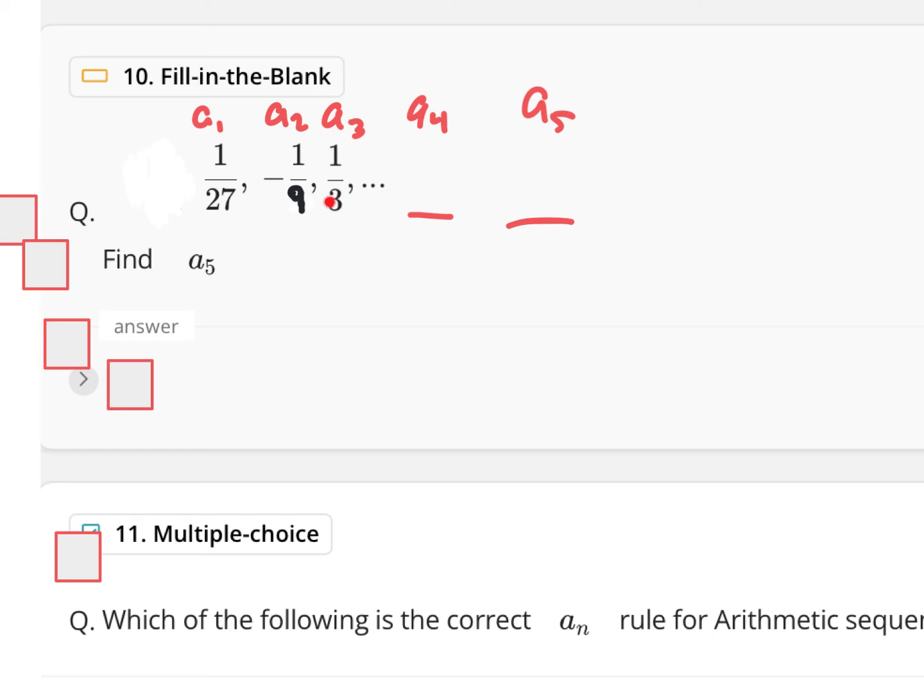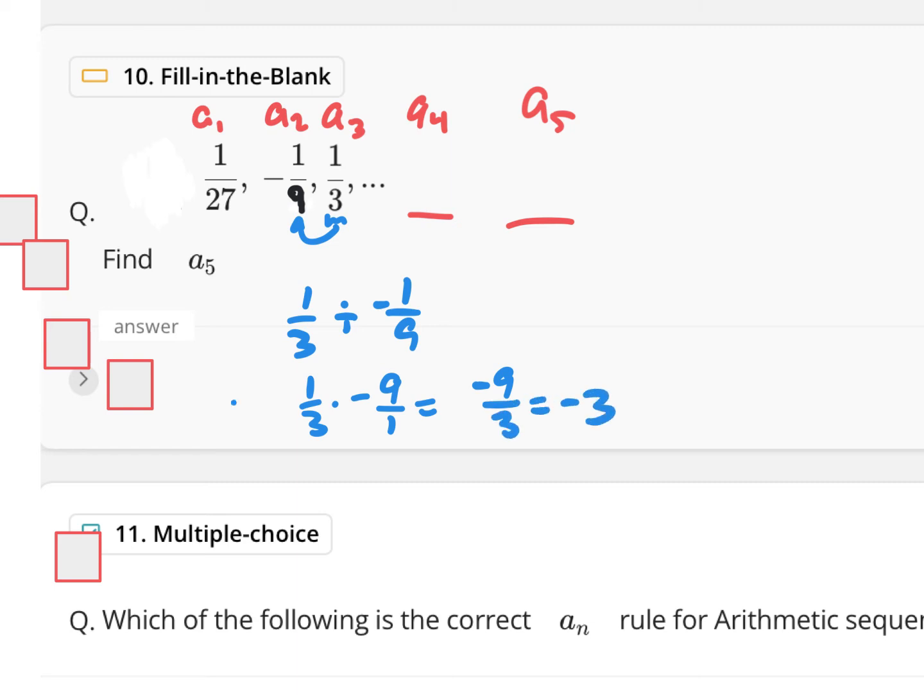Obviously, if we were to take 1/3, take away negative 1/9, it's not going to be the same thing as negative 1/9, take away 1 over 27. So it might be a common ratio. Let's check. If I take 1/3 and divide it by the previous number, negative 1/9, that will be 1/3 times the reciprocal, negative 9 over 1, which when you multiply it, negative 9 over 3 would be your answer, which is negative 3. So it looks like the common ratio is negative 3.